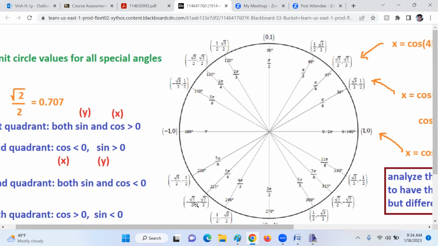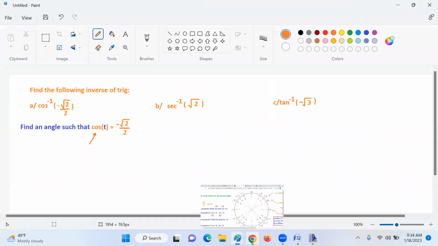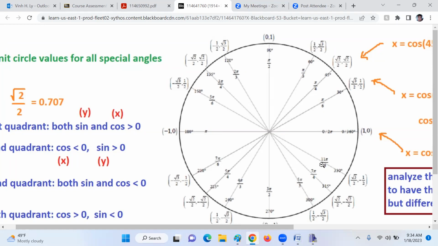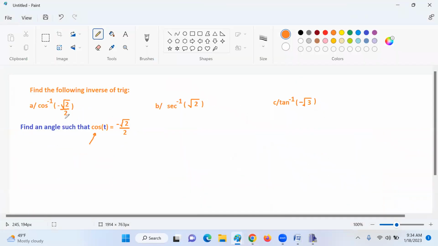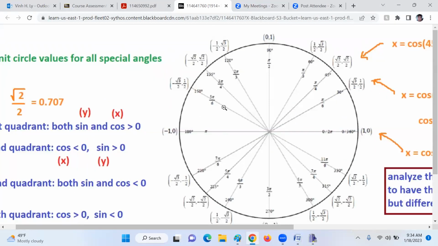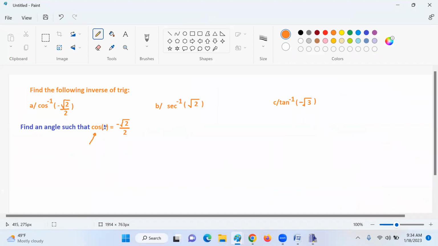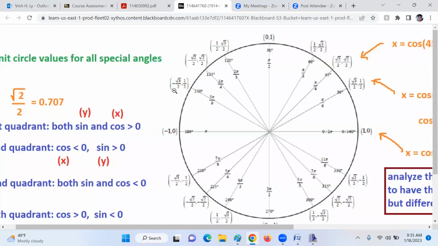And there's another angle that gives negative radical 2/2, which is 5 pi over 4, 225 degrees. Remember, the cosine is never negative in the first and fourth quadrants. The angle must be in the second or third quadrant, because the first and fourth give positive x, on this side. So you will not get a negative x value. So the angle t has to be in the second or third quadrant, and both quadrants have an angle satisfying negative radical 2/2: 135 degrees and 225 degrees.